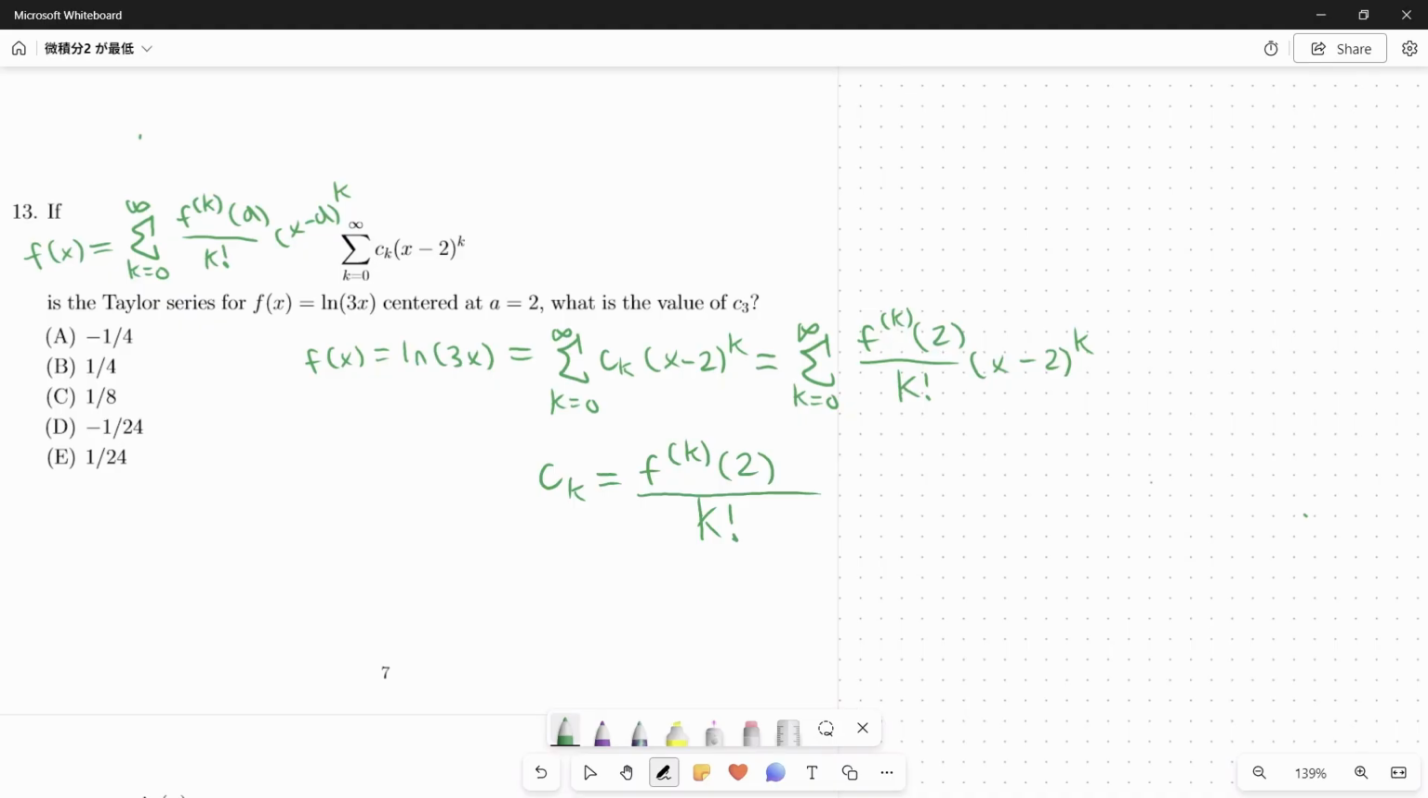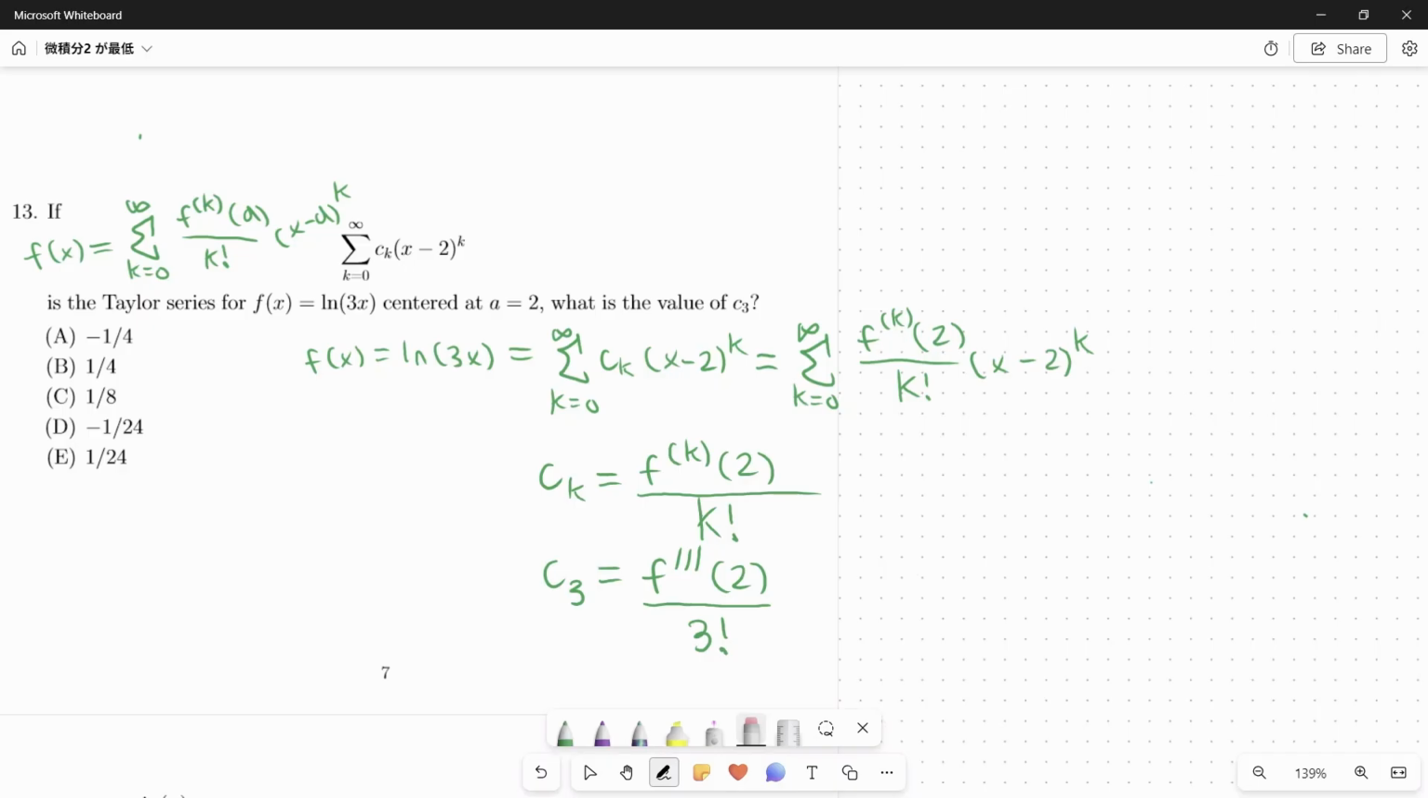And in this case, since it's asking for c sub 3, and we have a relationship between c sub k and this thing, in order to find c sub 3, all we have to do is just plug in 3 for k. And so we'd end up with a new expression that takes the form of c sub 3 is equal to the third derivative of f evaluated at 2 over 3 factorial.